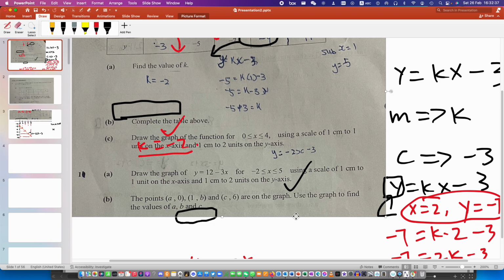You've got the y value already? If you don't have the y value, how do you know the range? So how do you get the range? You get it from the table. So you need to get all the y values first.